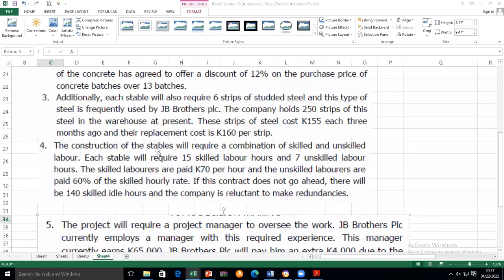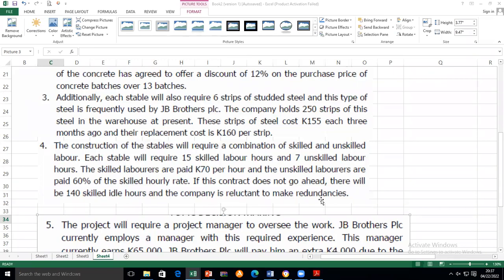Let's go. The construction of the stable requires a combination of skilled and unskilled labor. Each stable requires 15 skilled labor hours and 7 unskilled labor hours. The skilled laborers are paid 70 per hour and the unskilled are paid 60% of the skilled hourly rate. If this contract doesn't go ahead, there will be 140 skilled idle hours and the company is reluctant to make redundancies. Incremental future cash outflow arising from the project.